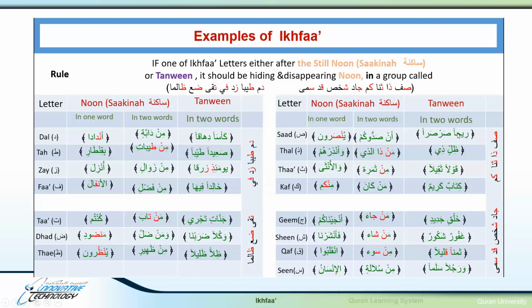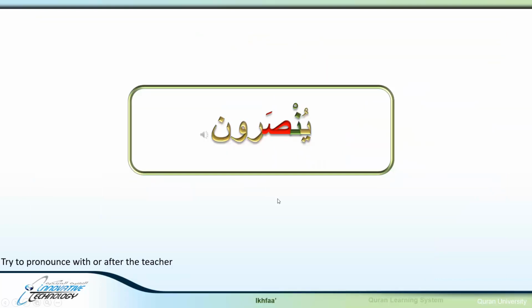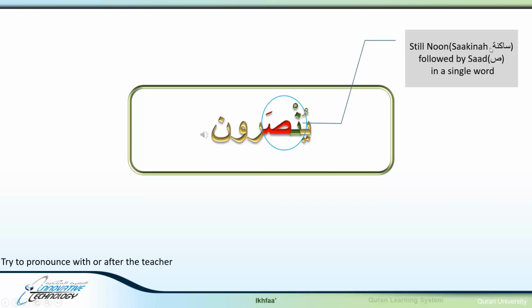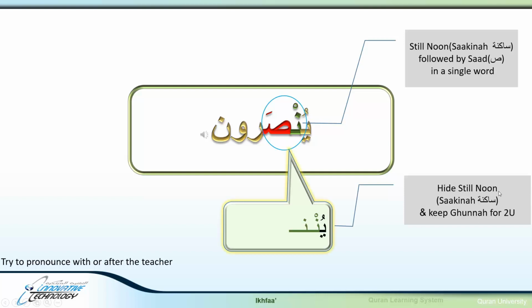We'll start with the first example, which is yansuroon. We will realize that the Nun Sakinah is followed by a sad in a single word. Now, if we want to apply Ikhfaa on it, we will hide the Nun Sakinah, and we will keep the Ghunna for 2 units. Let's listen to Shaykh al-Husri pronouncing Ikhfaa of this Nun Sakinah.